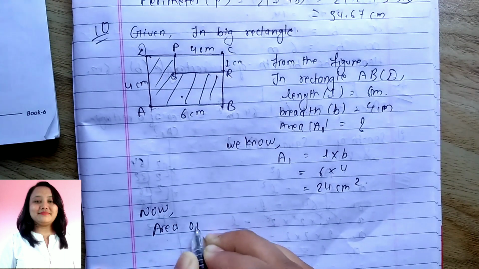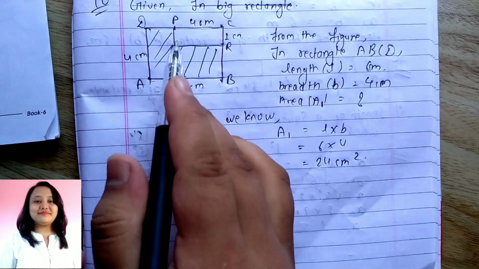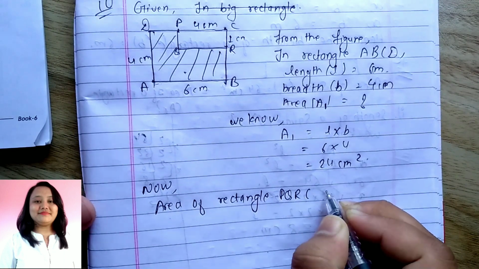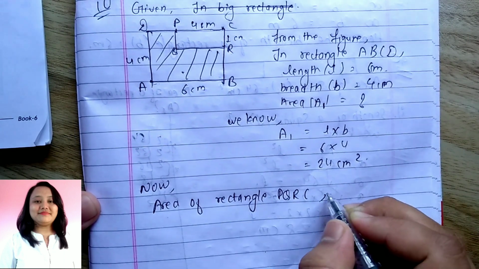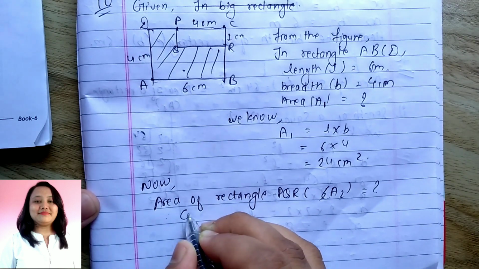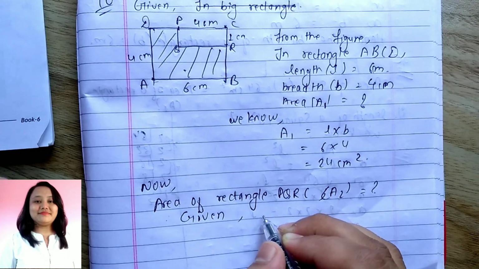Now area of rectangle, now we have to find out the area of rectangle PQRC. Then this is A2, okay. A2 equals to what? Given, okay, what is given? Length is given.